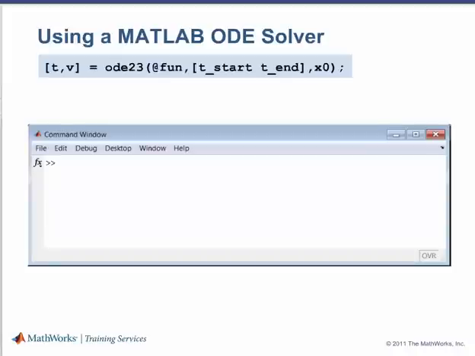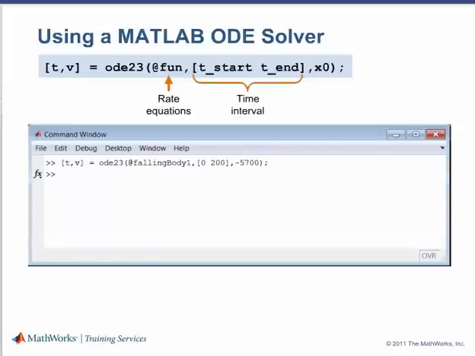All MATLAB ODE solvers have the same calling syntax. You might find this familiar since it is very similar to calling Euler.m, which you saw earlier. The inputs for ODE23 are a function handle to the function that defines the rate equations, a time vector with the initial and final times, and the initial value of the dependent variable. Notice that there is no need to provide a step size. This is because the MATLAB ODE solvers are variable step methods. They adjust the step size automatically.